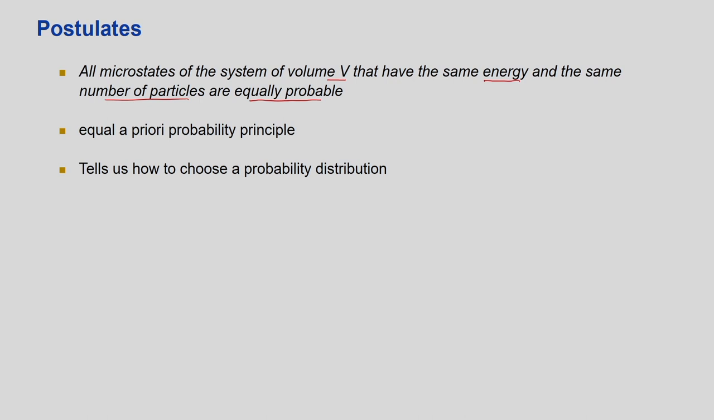It means that I cannot say this state is more probable, the other state is less probable, or add some weight to it. I cannot do that. In this manner, the first postulate says that all are equally possible, to put it in the correct perspective. This is also called, in statistical mechanics language, the equal a priori probability principle. It will tell us how to choose a probability distribution.